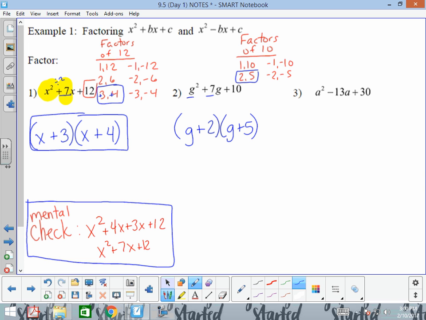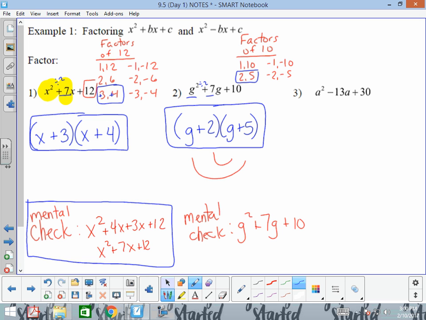Remember, you take the first term, take the exponent, and divide it by 2. It's always going to be divided by 2, as long as the exponent is even. Now, again, do a mental check, use FOIL, and we get g squared plus 5g and 2g, that is 7g, plus 5 times 2 is 10. So it does check. Our answer is g plus 2 times g plus 5.